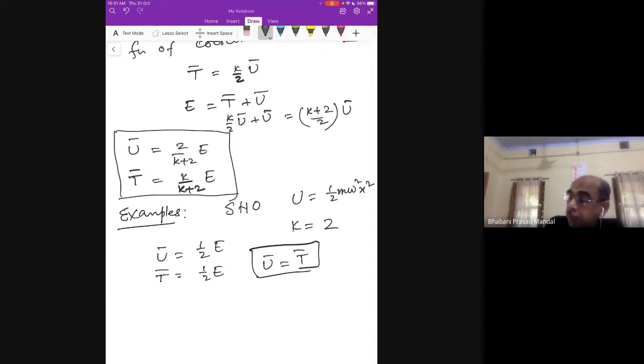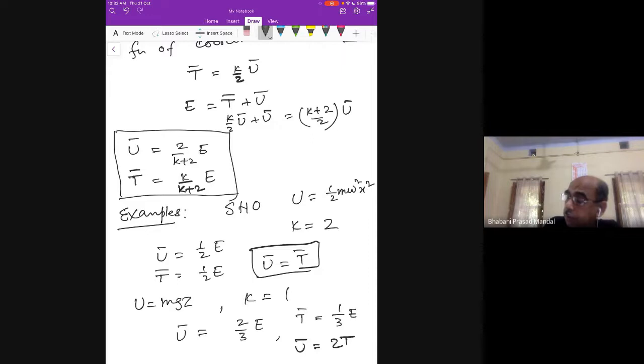Now k equal to 2. Now let us say you have a free fall particle falling freely from a height. So U equal to mgz. So again k equal to 1. In this case k equal to 1. So U bar will be 2/3 of the total energy and T bar will be 1/3 of the total energy. That means U bar equal to 2T. For a freely falling body, this is the result.